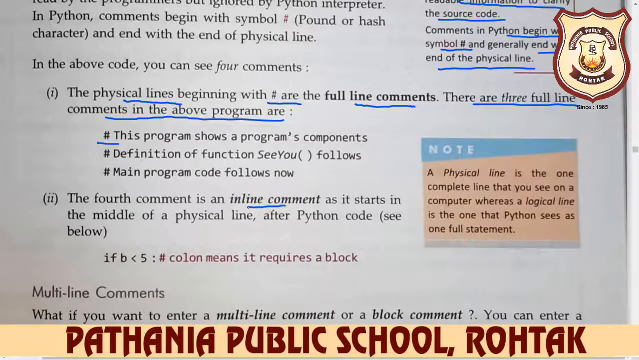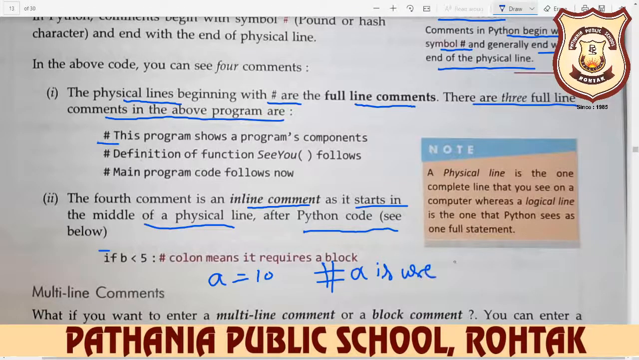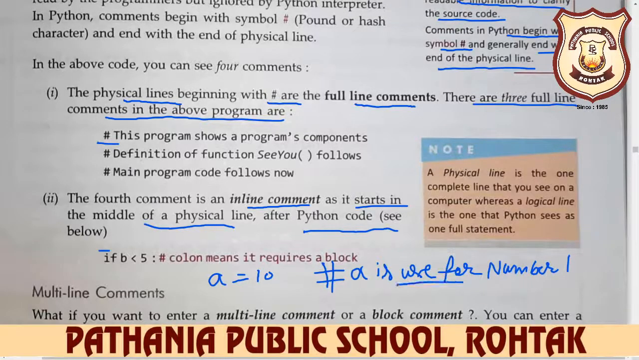is an inline comment, as it starts in the middle of a physical line after the Python command. Like I said, you write hash sign, and for example, you write down a is equal to 10, and now you write down hash, and then you explain here a is used for number 1. So this is your comment. These types of comment we call inline comments, that are written in the middle of a physical line.